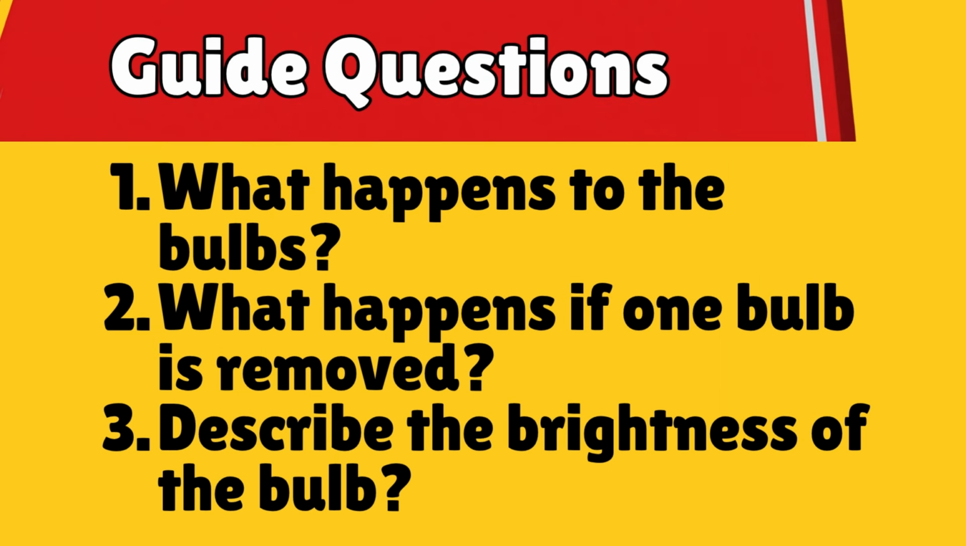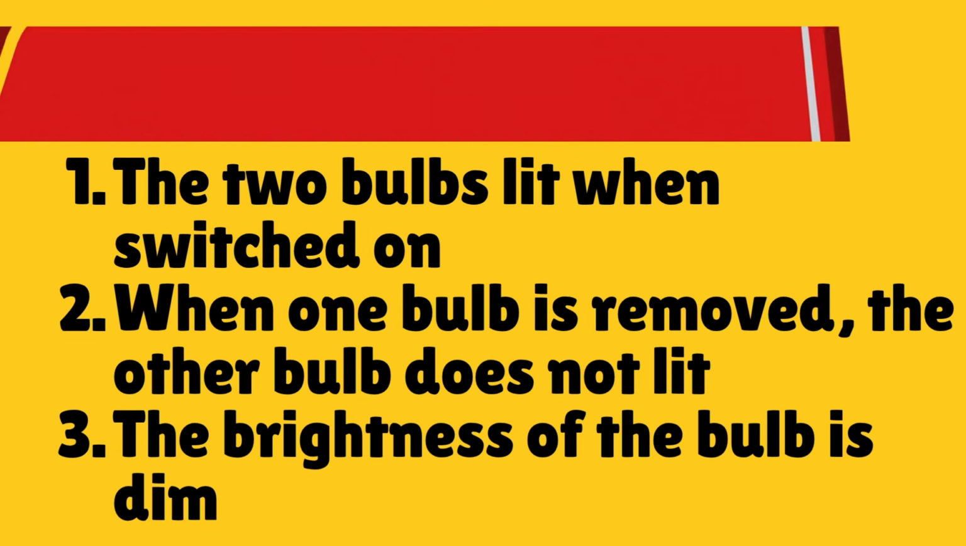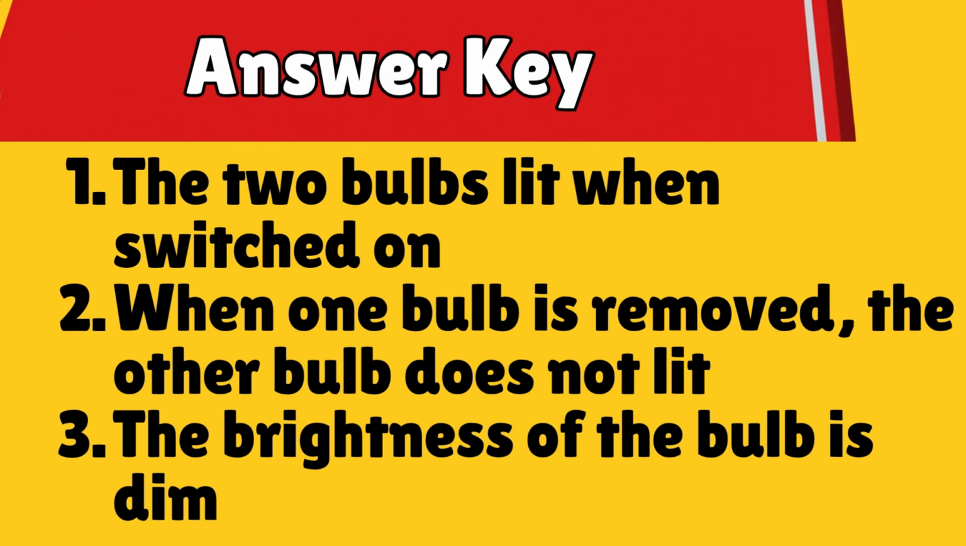Guide question number 1. What happens to the bulbs? Second question. What happens if one bulb is removed? Third question. Describe the brightness of the bulb. So for our answer key, number 1, the two bulbs lit when switched on. Number 2, when one bulb is removed, the other bulb does not light. Number 3, the brightness of the bulb is dim.